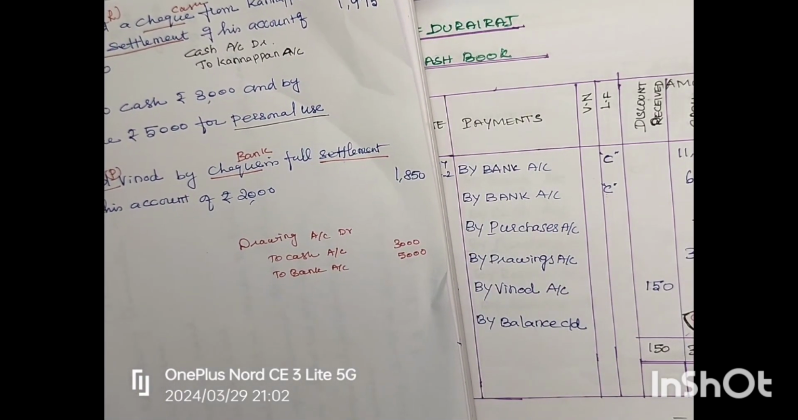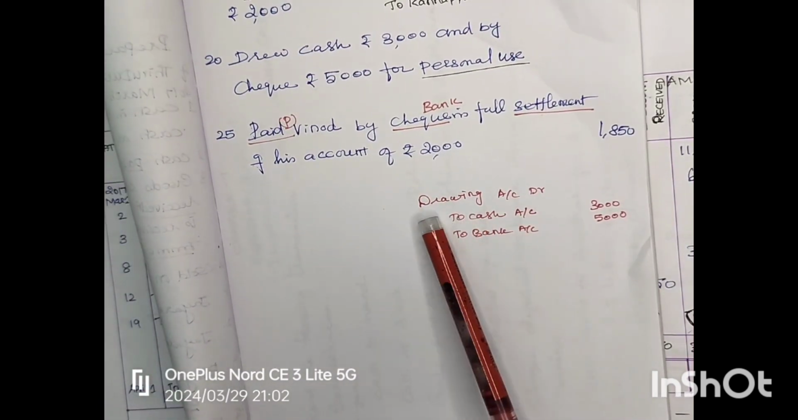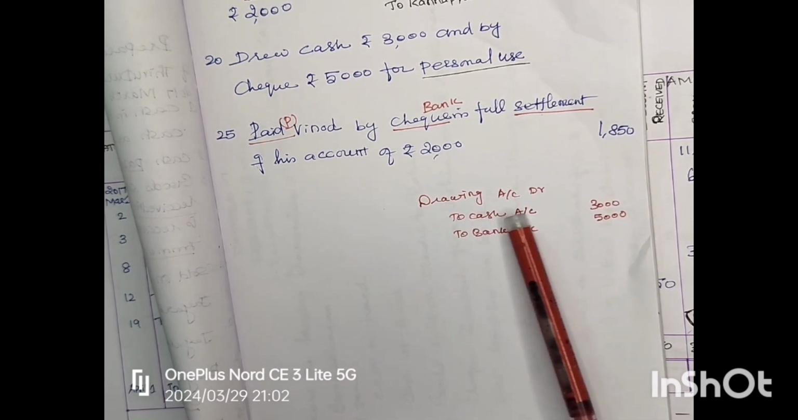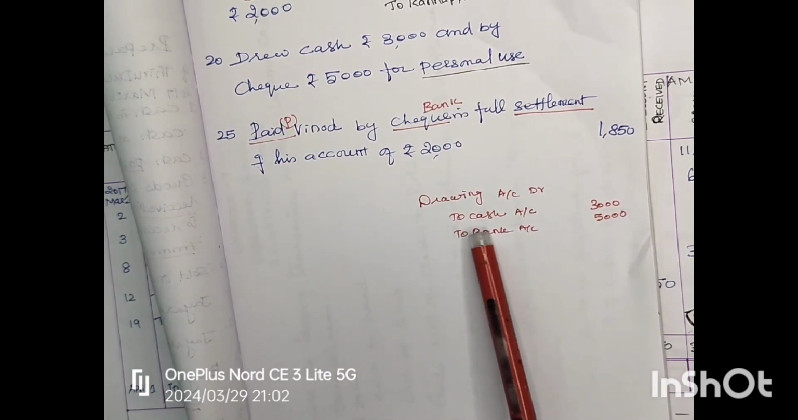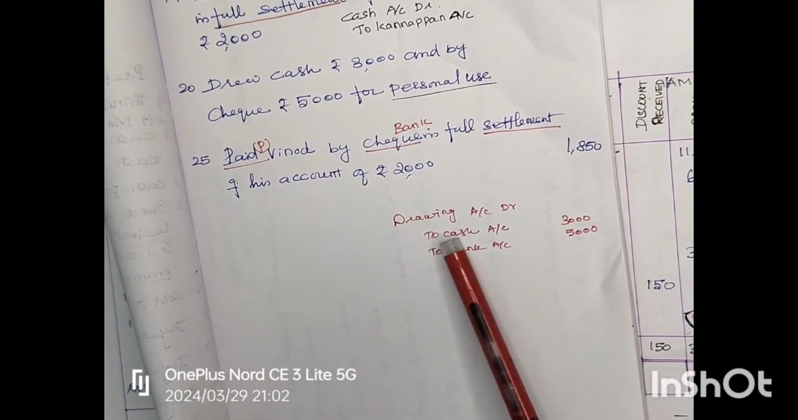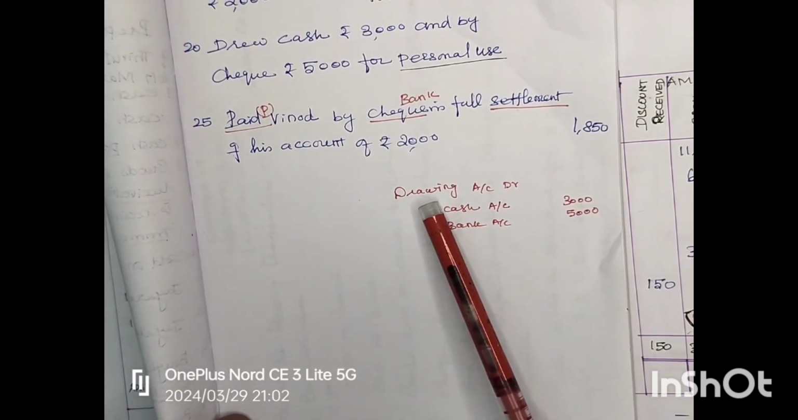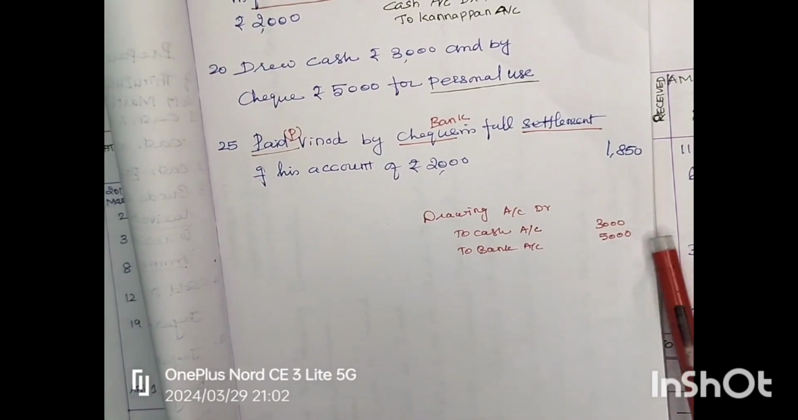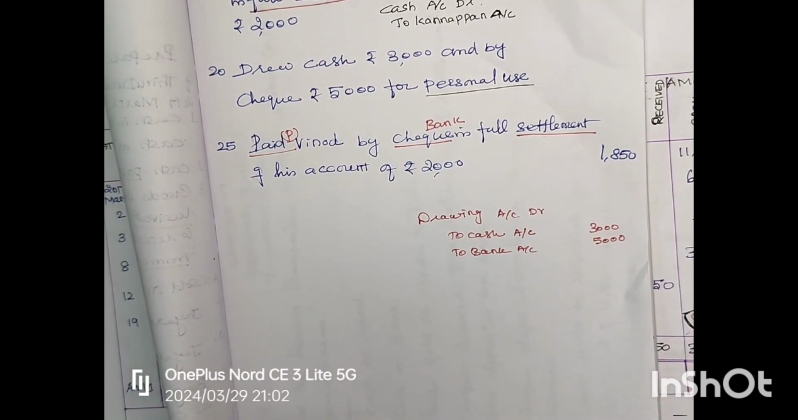Okay. Do you understand? Personal use means you take the term drawing account. Drawing account is always a debtor. So drawing account debtor to cash account 3000 rupees and bank account 5000 rupees. Cash account is on the credit side. So you go to the credit side. What is the opposite account from cash account? Drawing account. So dated on 20, by drawing account, enter 3000 rupees in the cash column, and in the bank column you have to enter 5000 rupees.